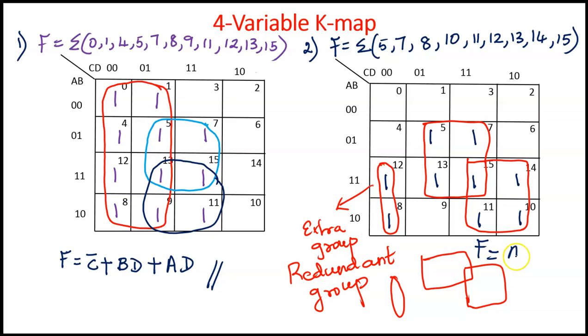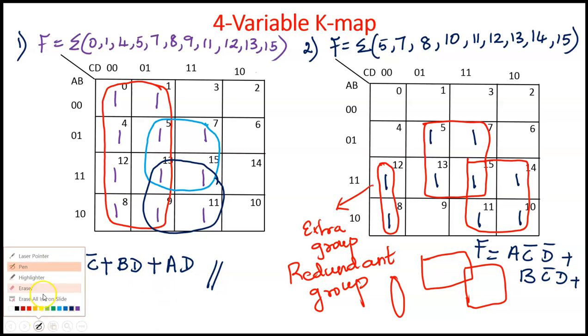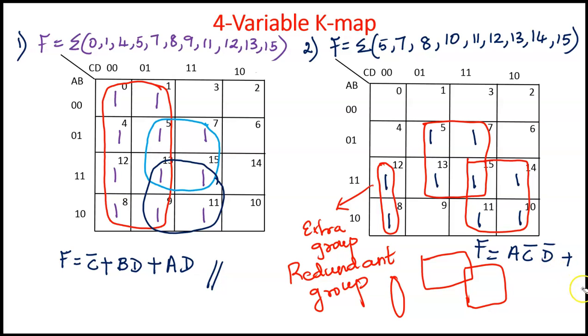the equation is A C bar D bar, plus for this group B C bar D. For the second group, B D, and for the third group, A C. So this is the expression for this problem.